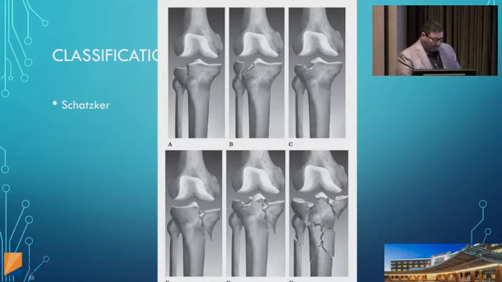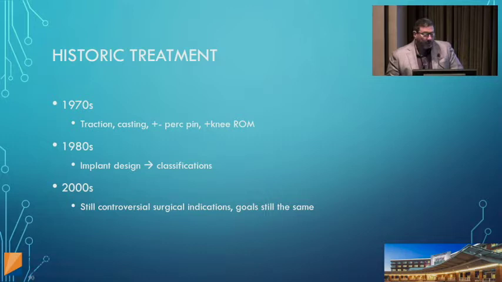So historically, these plateau fractures were treated with traction and casting, and the results were horrible. And as I said, in 1979, Dr. Schatzker came out with his landmark paper. He also was instrumental in designing implants to fix these fractures, and we like to think that our treatment for these are much better today and continues to evolve.